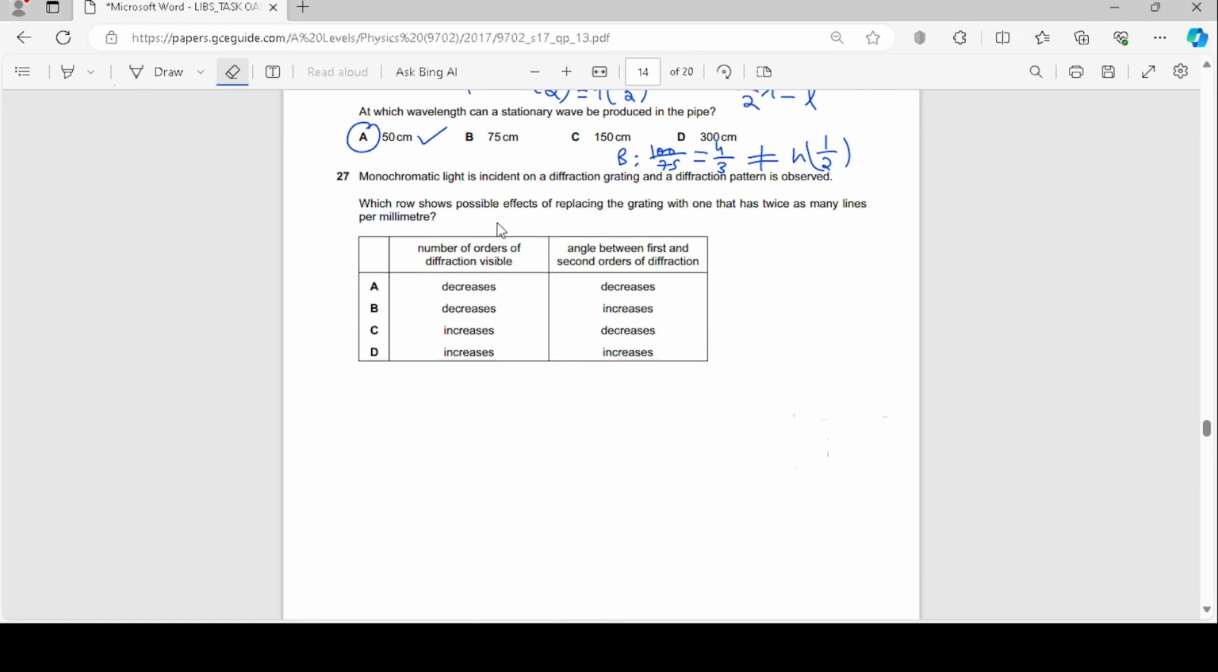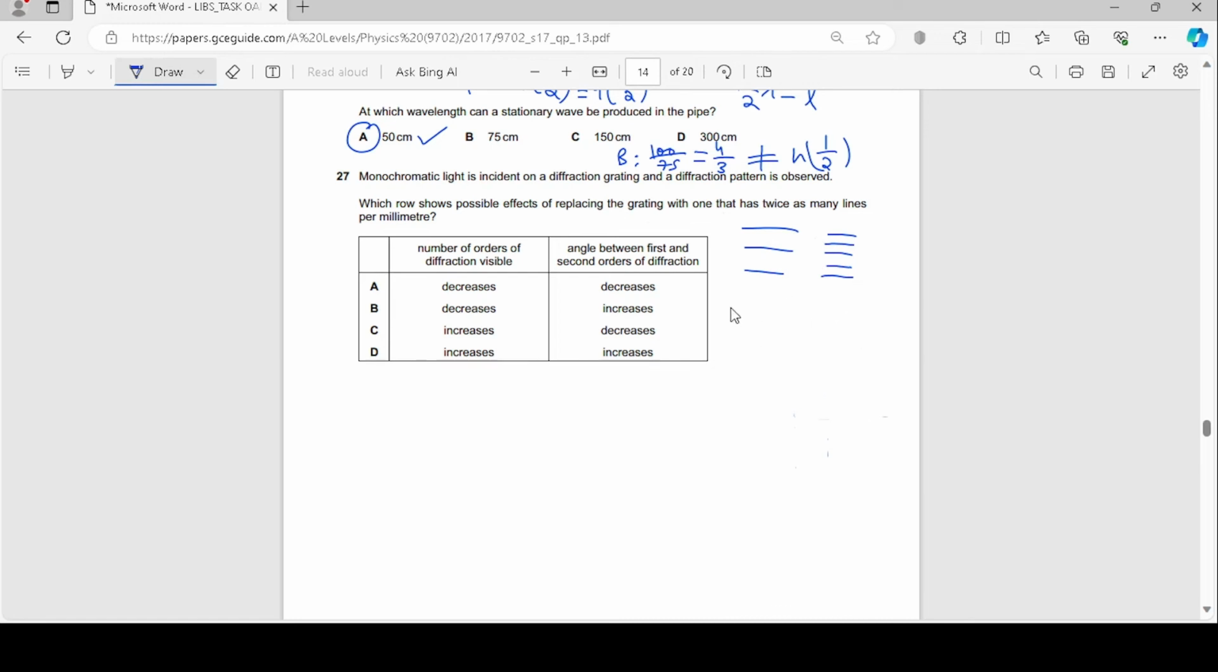Okay, so let's go to question number 27. Monochromatic light is incident on a diffraction grating and a diffraction pattern is observed. Which row shows possible effects of replacing the grating with one that has twice as many lines per millimeter? Okay, so if initially I had these lines, but now I have twice as many lines, that means my grating spacing has basically decreased, right?